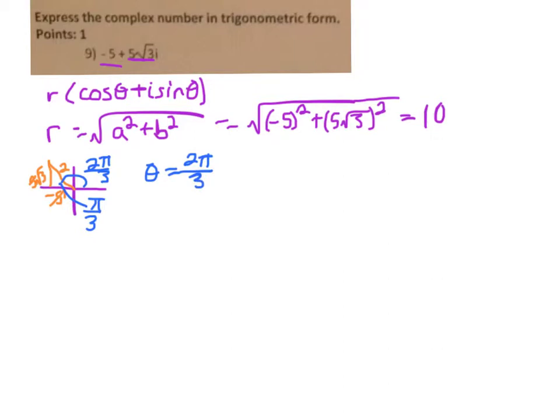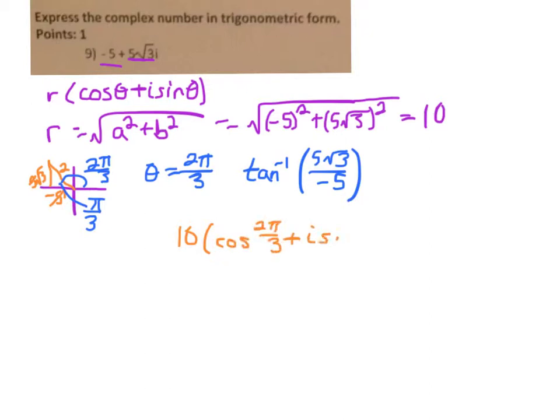The other way to do it would be to do inverse tangent of 5 square roots of 3 over -5. You'd want to do that in radian mode, and I think if you plug that in, you should get 2 pi over 3, but it won't be in that form. It would give it to you as a decimal. So if you had a multiple choice situation going on, you could still figure out which angle was right that way. But we need to plug this in. r is 10, theta is 2 pi over 3. So here's that complex number in trigonometric form.